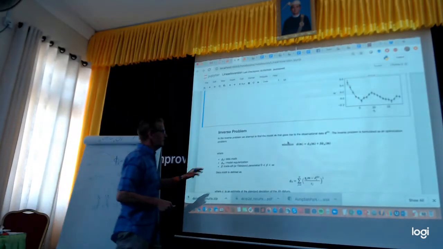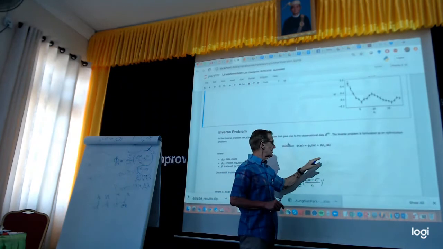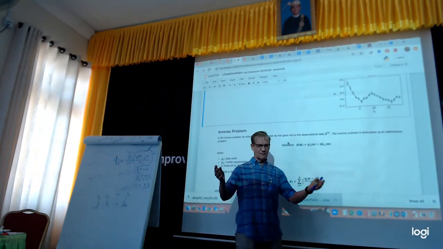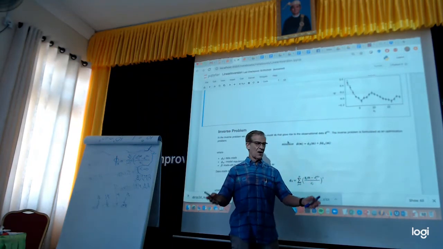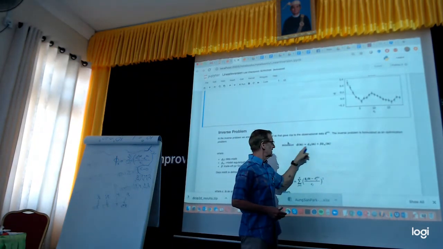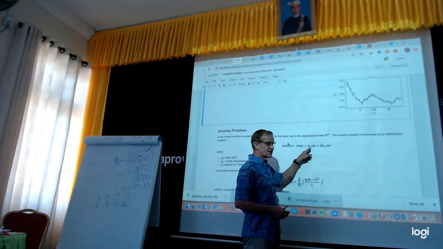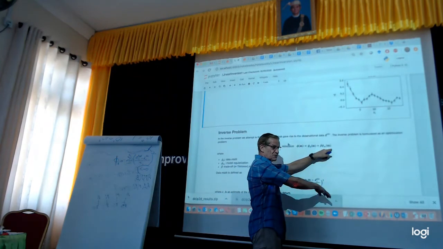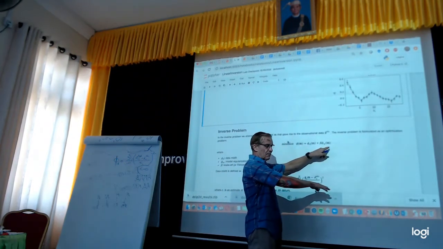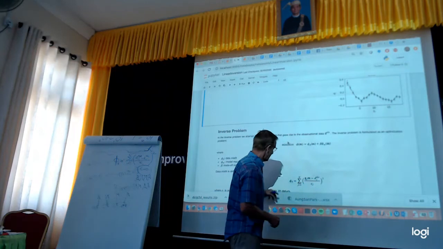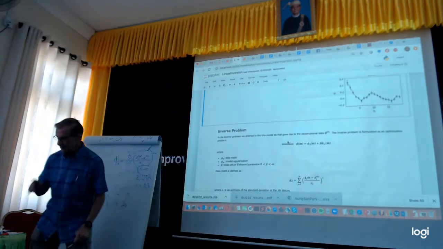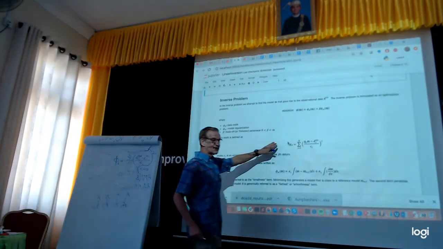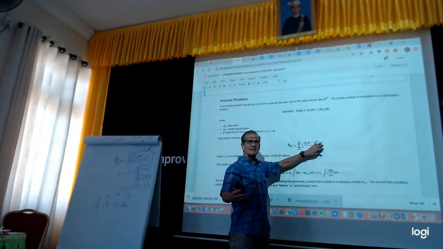The one thing that I hadn't talked about here is that we have an optimization problem. We're going to minimize this, which is the sum of our data misfit and our model objective function, or our model size. So remember, we have two things. So we've got our misfit, and we would like to make that small.